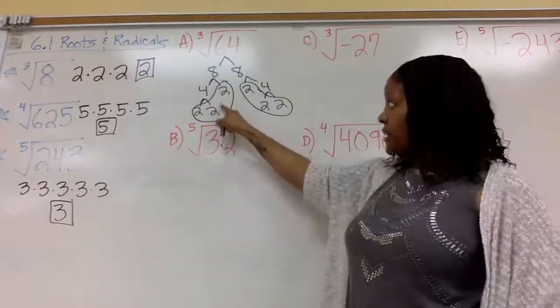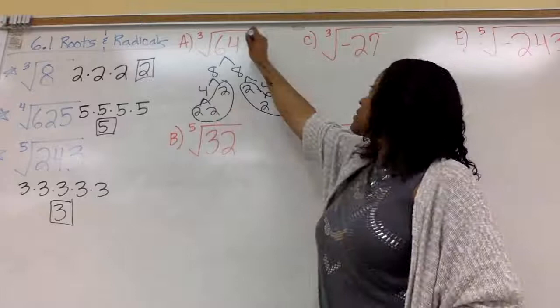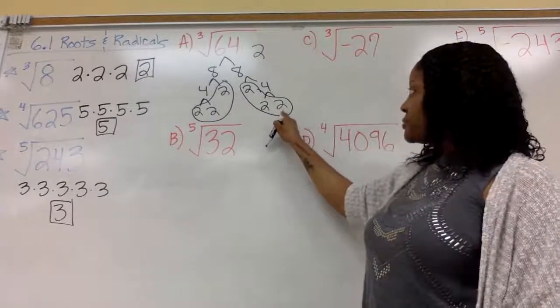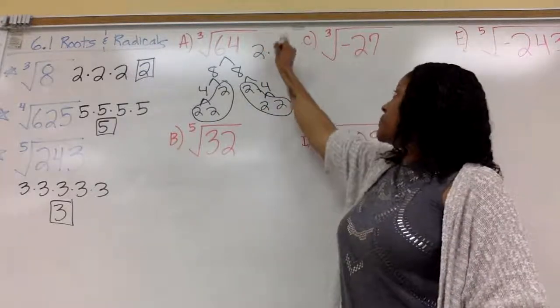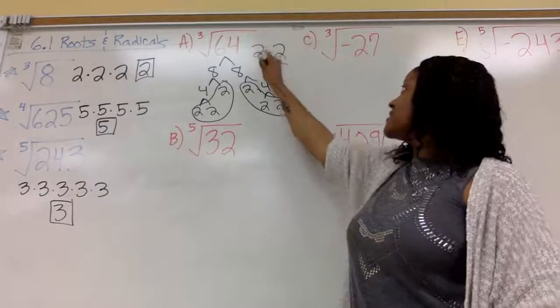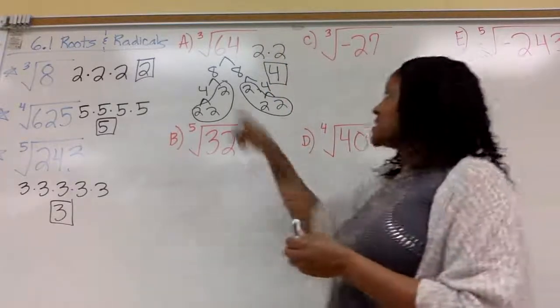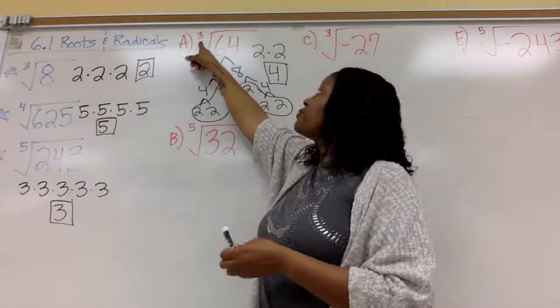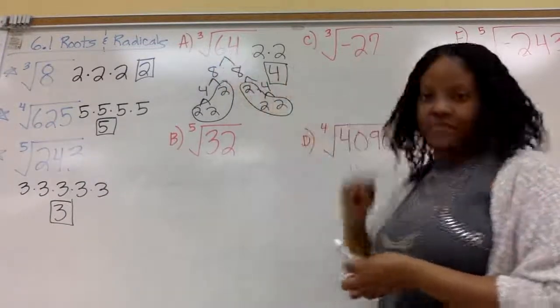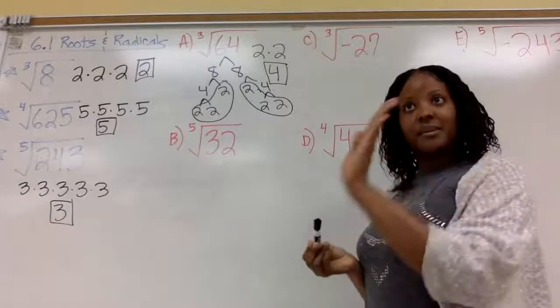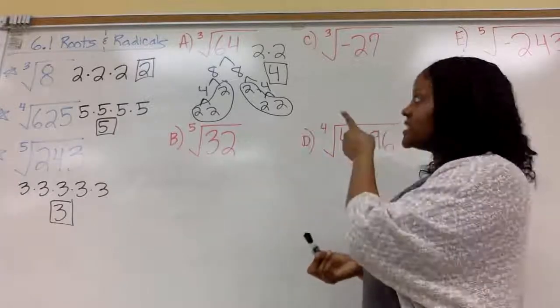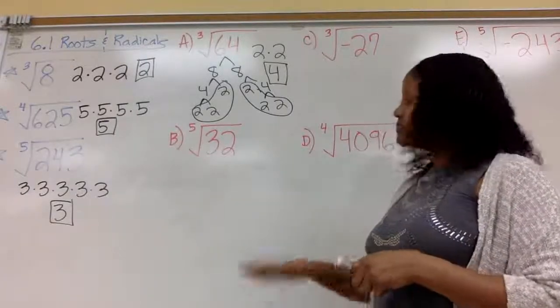So I have one group of 2 and another group of 2. You will multiply that, and our answer is 4. So the cube root of 64. So the cube root of 64 is 4 because 4 times 4 times 4 is 64. So that's our answer.